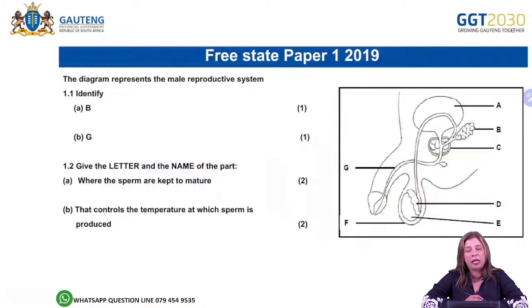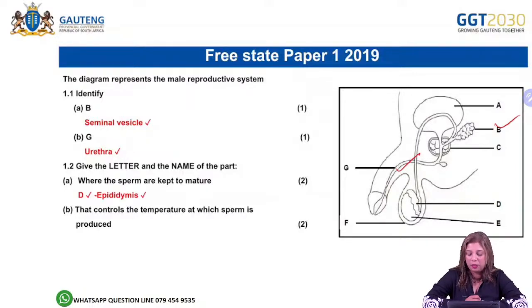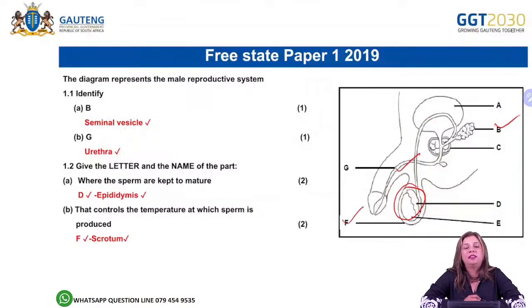With regard to the type of question you could get, a structure like this, where you would obviously need to label. You can see there, B is the seminal vesicle, and then G is the urethra. And then they would also ask you, where do the sperm cells mature? In the epididymis, which is D. And what controls the temperature where the sperm is produced? And that would obviously be the scrotum.